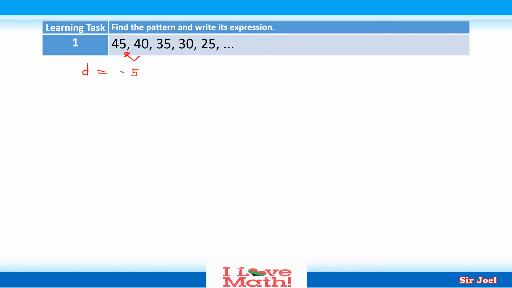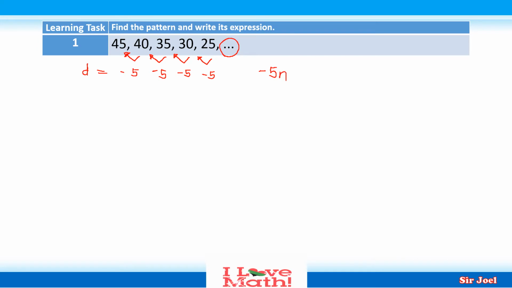Okay? Next, we have 35 minus 40. The answer is negative 5. And then 30 minus 35, it is negative 5. 25 minus 30, again, is negative 5. And so on. Okay? Ibig sabihin, the common difference here is negative 5. So, kagaya ng ginawa natin, itry natin, unahin muna natin yung negative 5. Tapos, n. Tama?